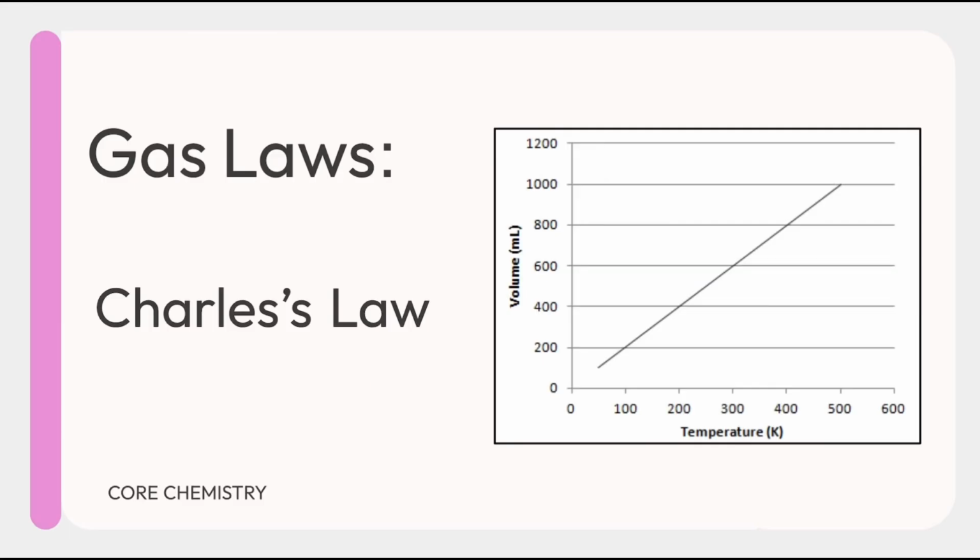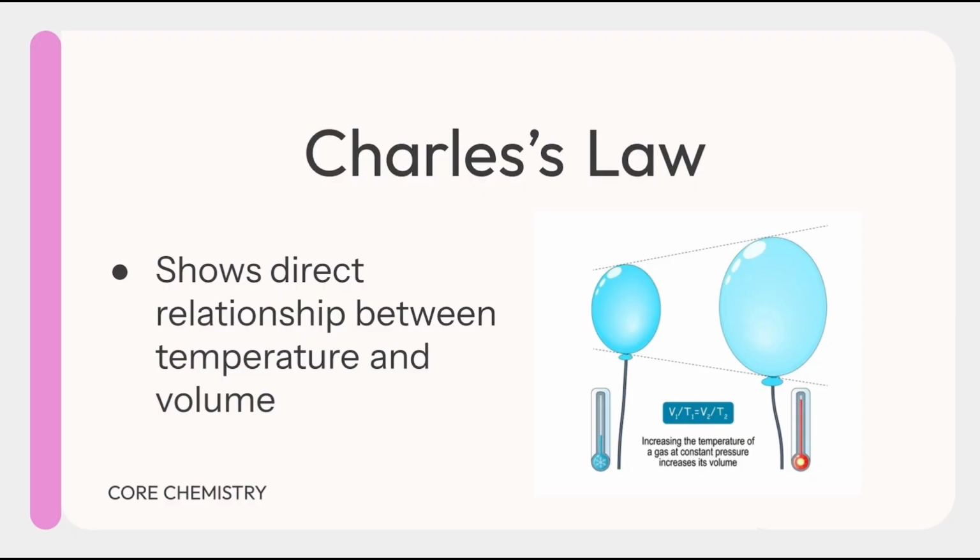Today we are going to take a look at Charles's Law. This law shows and explains the direct relationship between volume and temperature. As the temperature of a gas increases, the particles start to speed up and begin to collide more with each other and the container's walls. To reduce these collisions, the gas particles will begin to take up more space, which increases volume.